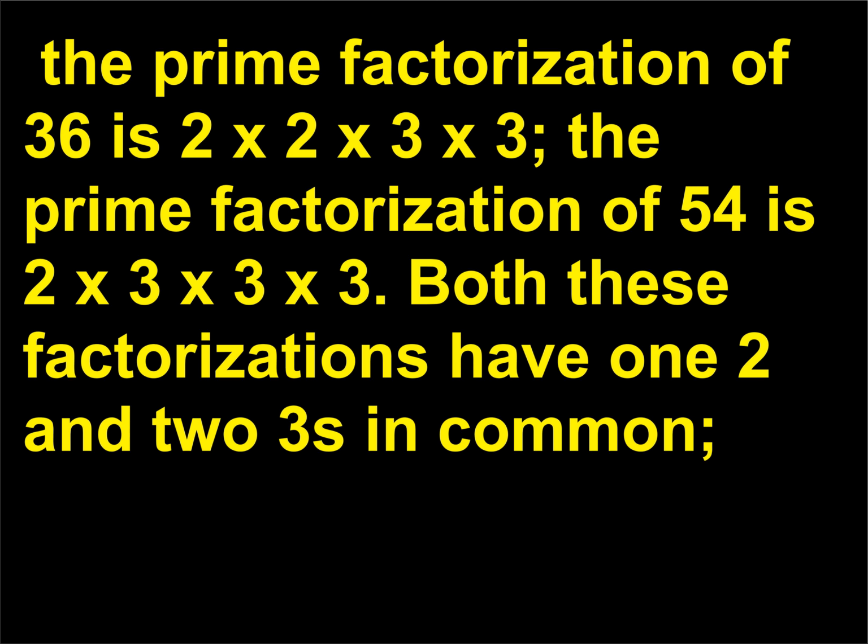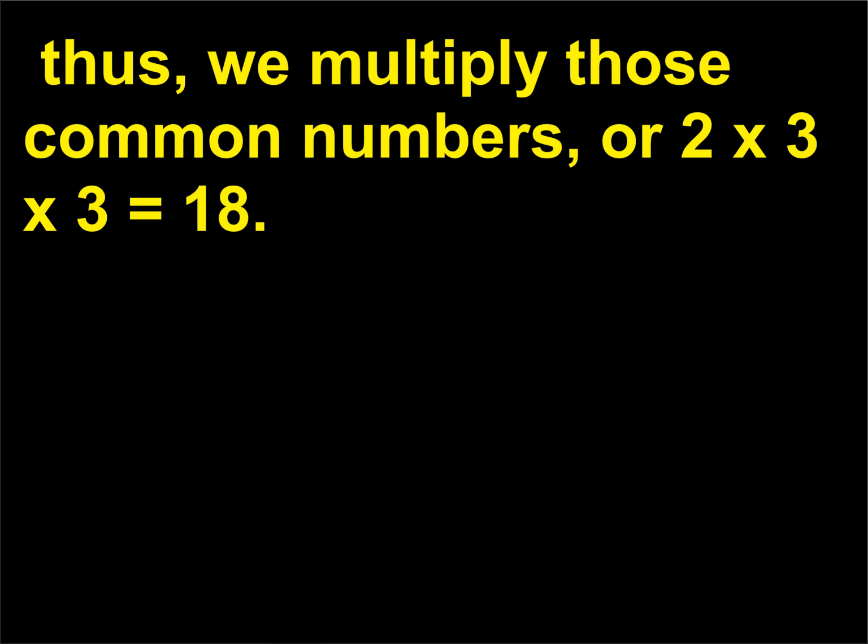The prime factorization of 36 is 2x2x3x3, and the prime factorization of 54 is 2x3x3x3. Both these factorizations have one 2 and two 3's in common. Thus, we multiply those common numbers, or 2x3x3 equals 18.